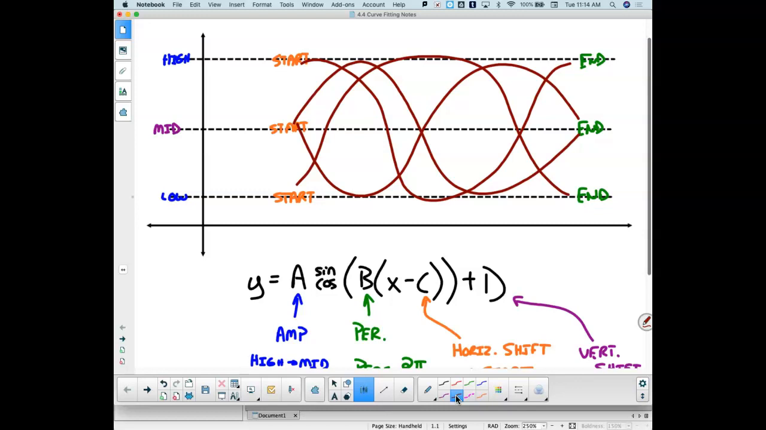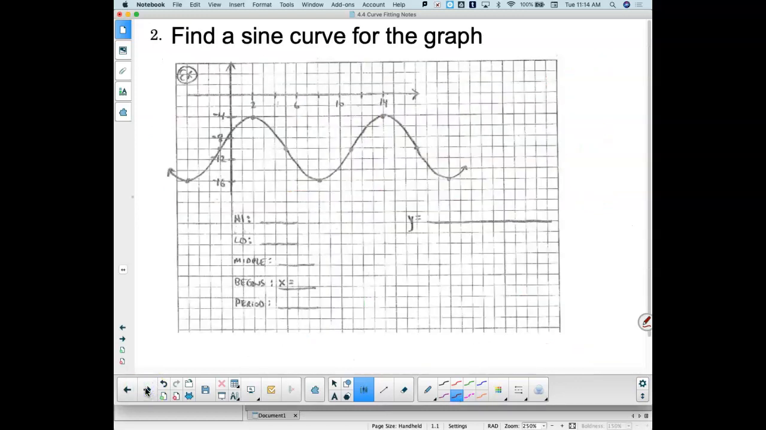Okay? All right? So, let's do this. Front side of your pink note sheet, top one. It says, find me a sine curve for this graph. Well, my sine curve then is going to be y equals a sine of b x. Oops, I put plus, that should be minus c, plus d. So I need to find a bunch of stuff to go along in there.